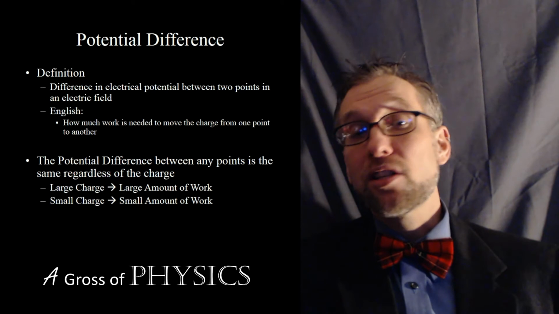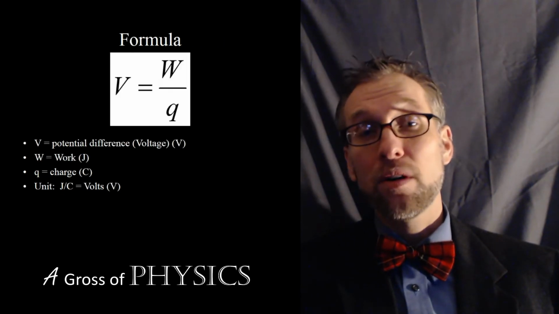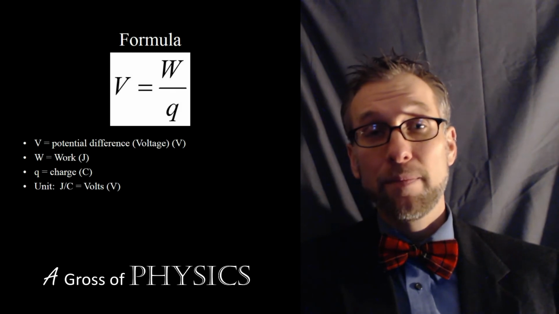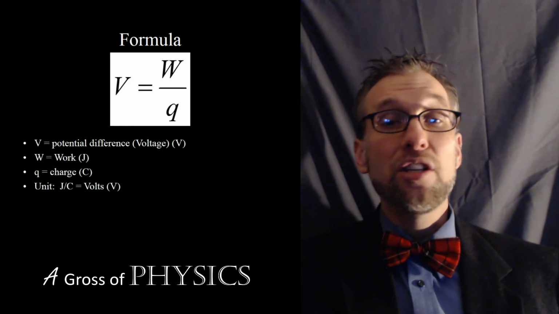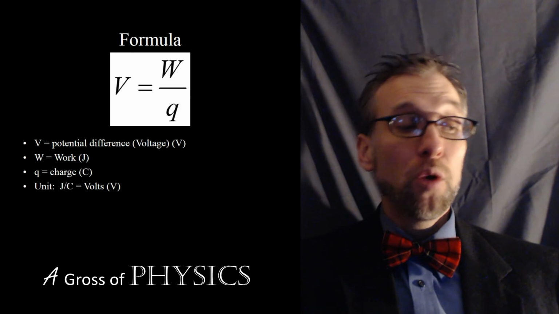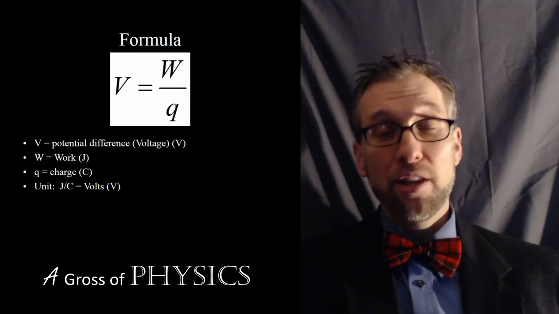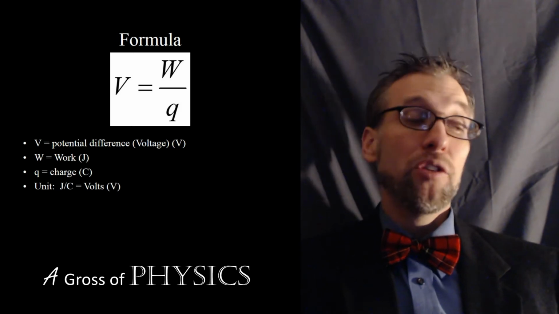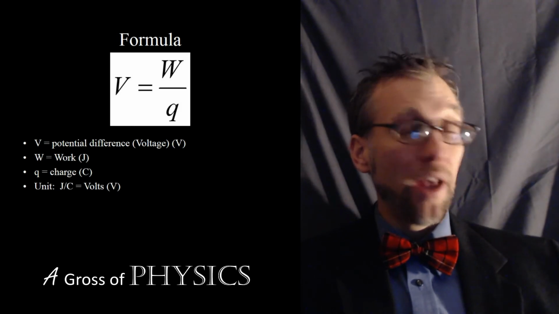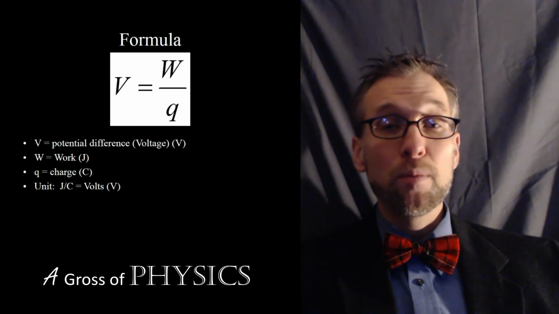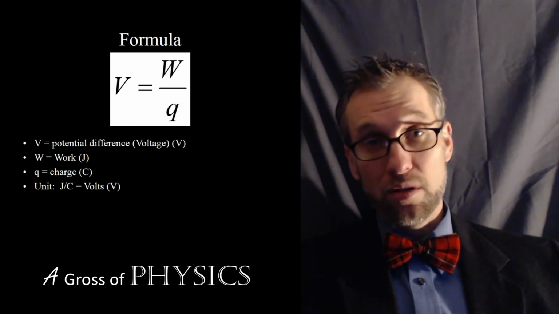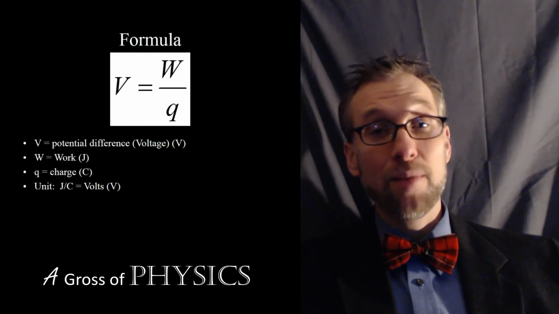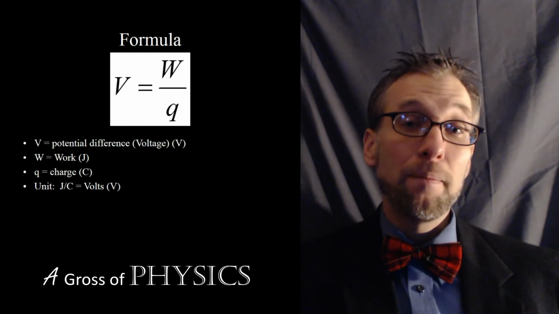Now, mathematically, because it's the voltage, we use V as our variable. Potential difference, voltage, is denoted with a V. And the equation is W over Q. So it's the work done divided by the charge of the object that's in the field. So potential difference is V equals W over Q. And our units are joules per coulomb, which we call volts. So when you talk about electricity and you talk about volts, you're really talking about the potential difference in the field.